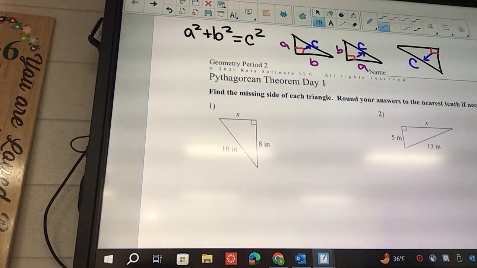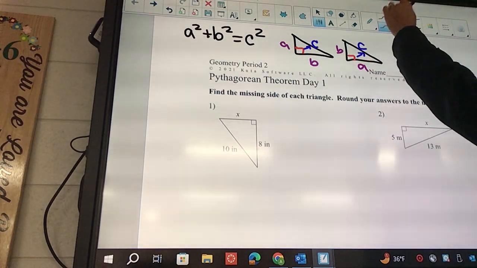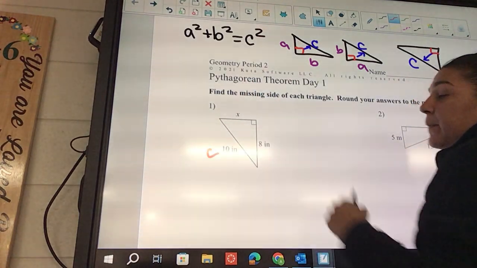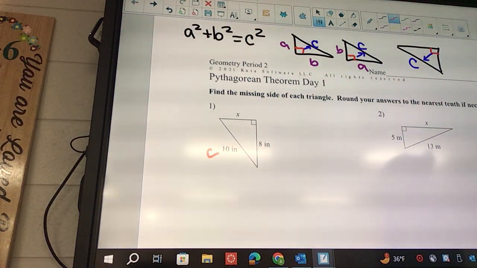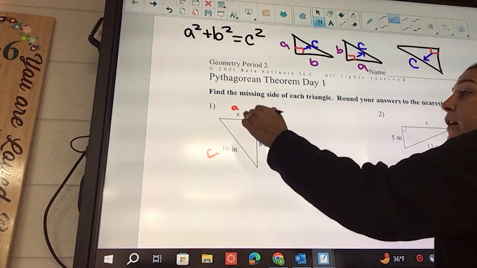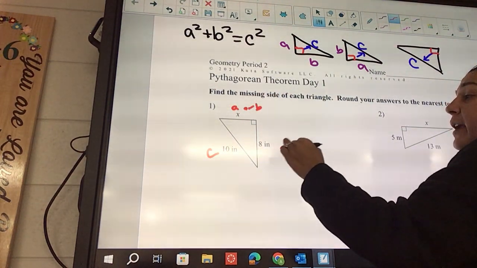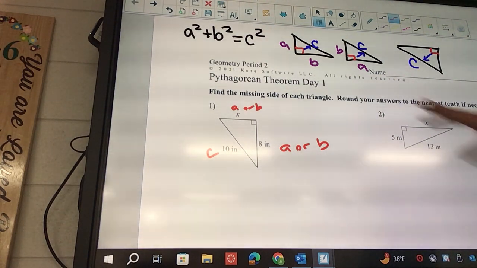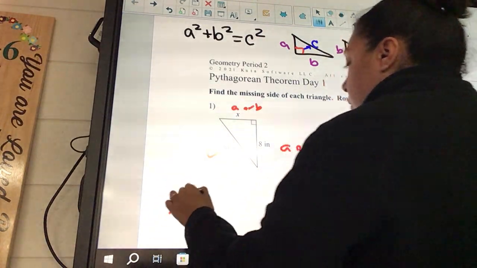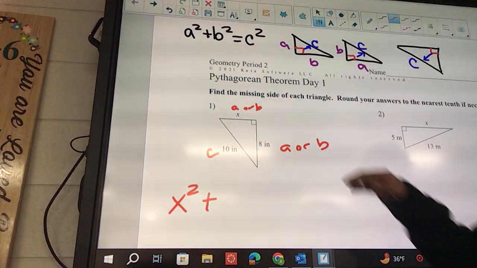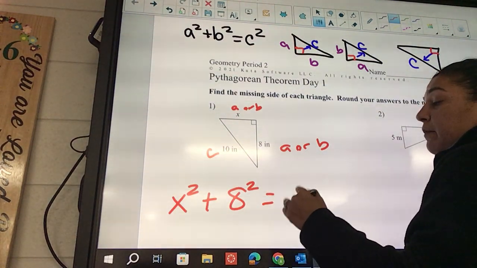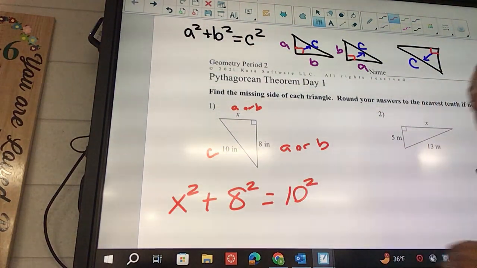Okay, so if we're looking at number one, which one is C? 10. Okay, so what this is going to look like, we can call this C. So this does not matter whether it's A or B. This could be A or B. But the 10 has to be the C. So it's going to look like x squared plus my B squared, which is going to be 8 squared, equals my C squared, which is 10 squared.